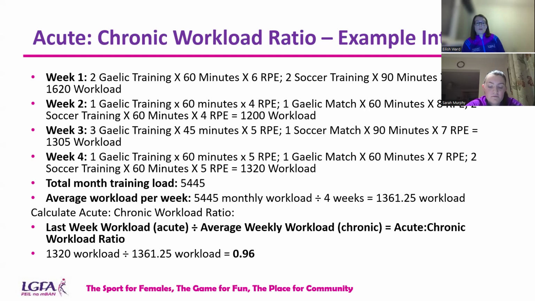So overall, the total month training load is 5,445. Dividing that by 4, we see that this figure down here of 1,361.25 is our average workload across the month. Based on that, if we take our last week and divide it by the chronic workload for the month, we see that the acute to chronic workload ratio is coming in at 0.96.